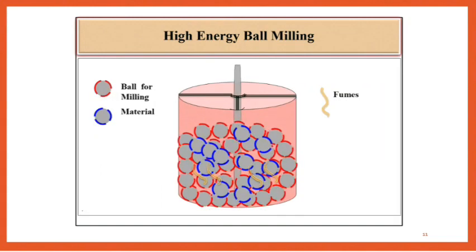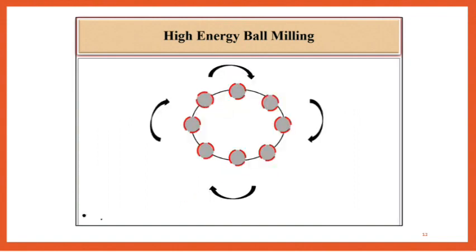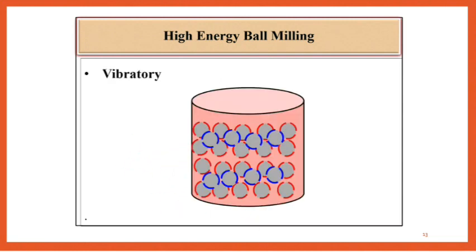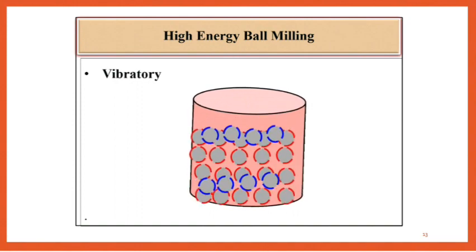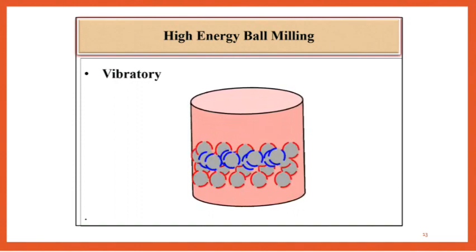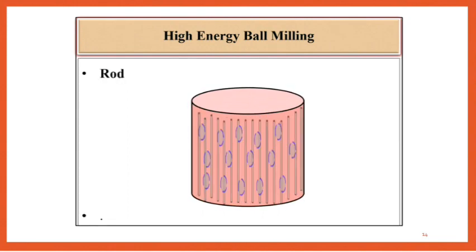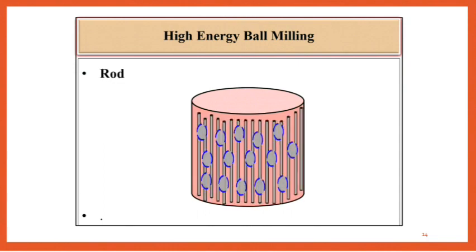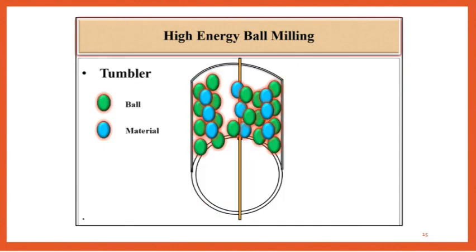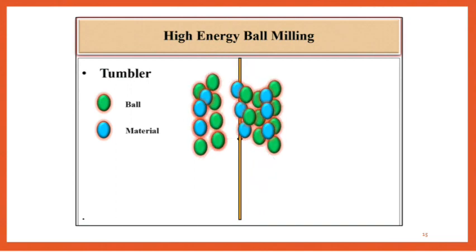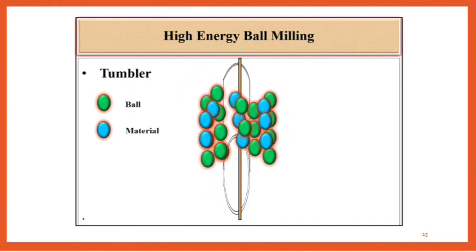Let us see the working of high energy ball milling. This type of working is there. Second, vibratory ball milling. Third, rod type of ball milling. And next is tumbler type of ball milling method of synthesis of nanoparticles.